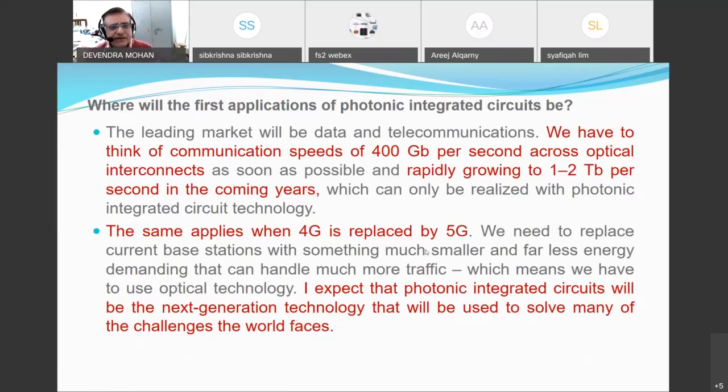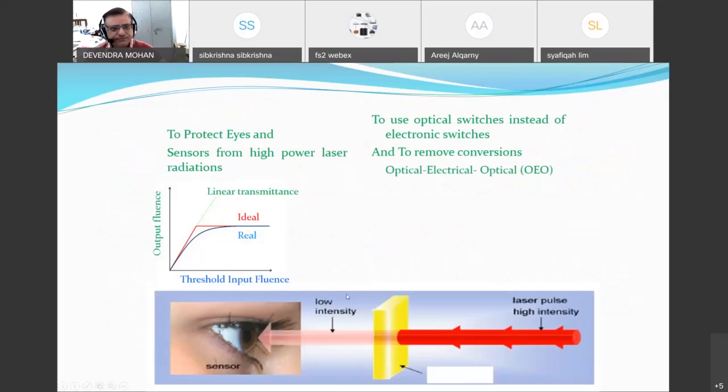The same applies if the world is ready to switch over from 4G to 5G. We need to replace the current base stations with something much smaller and far less energy demanding that can handle much more traffic, which means we have to use optical technology. So I expect that photonic integrated circuits will be the next generation technology that will be used to solve many of the challenges the world faces.